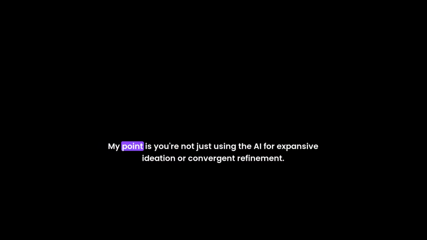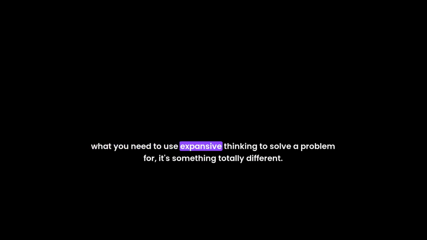Yeah, 100%. My point is, you're not just using the AI for expansive ideation or convergent refinement. You're using the AI to help you, the human professional, with your process. And the thing about that expansion and contraction is it's a bit of a rhythm, right? You encounter the need for both types all along the way as you move the ball down the field. It's just that at the 0-yard line, what you need to use expansive thinking to solve a problem for looks totally different than at the 50-yard line. But you're using the same muscle, right?